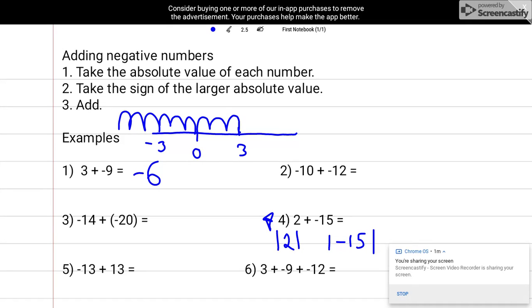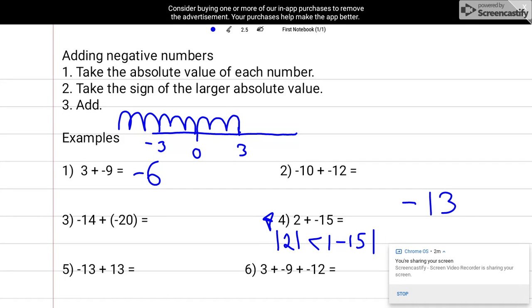because it's going to result in a positive 15. So we're going to take the sign of the 15, which is a negative. And you can kind of think of this as 15 minus 2, or 2 minus 15 places, but either way, you are going to get negative 13.